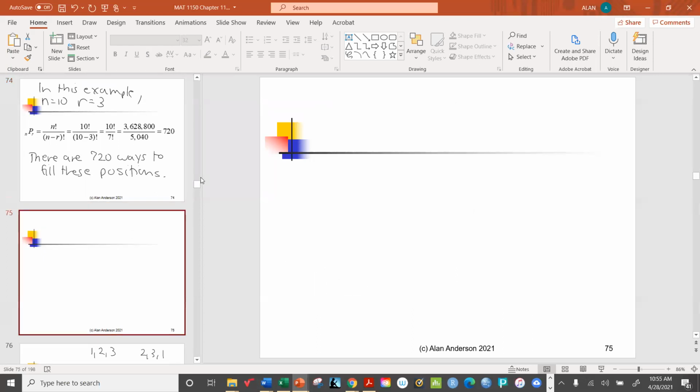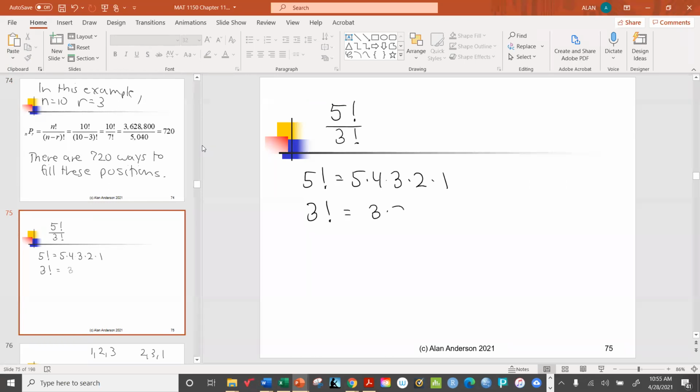Let's say our ratio is not 10 over 7, but let's say it's something smaller, like 5 over 3. Well, 5 factorial equals 5 times 4 times 3 times 2 times 1. 3 factorial is 3 times 2 times 1. Now, if you notice, this is 3 factorial.